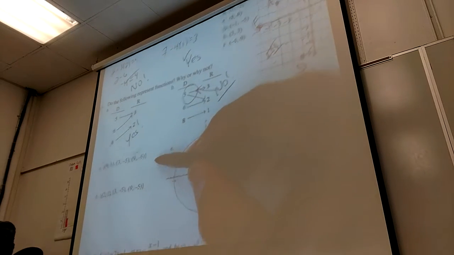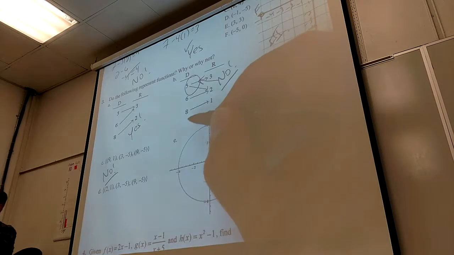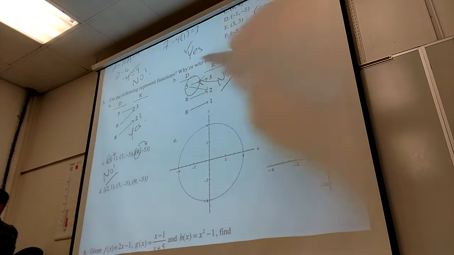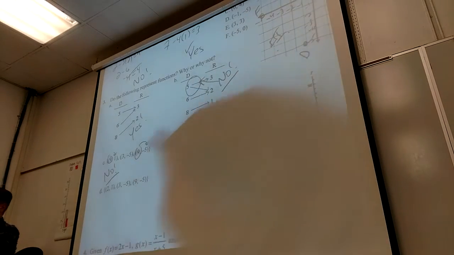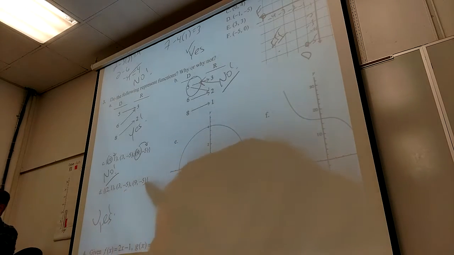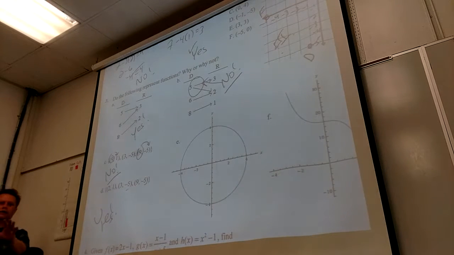What about part C? No. Why not? 9 goes to more than one thing. It goes to 1 and it goes to -5. So it'd be just like this if I wrote it this way. No. What about D? It's fine. Even though this is the same, who cares? 2 only goes to one thing, 3 only goes to one thing, 9 only goes to one thing. That's what I'm looking for. Every x can only go to one y.